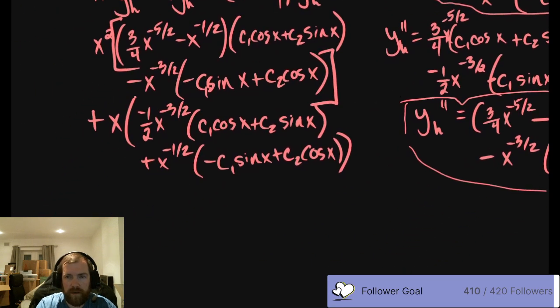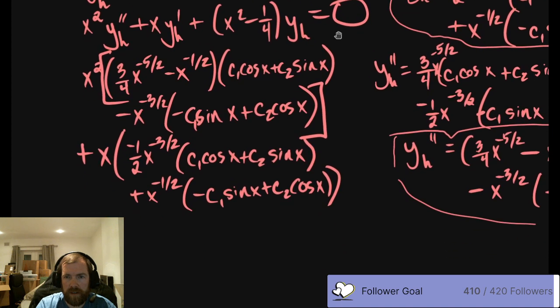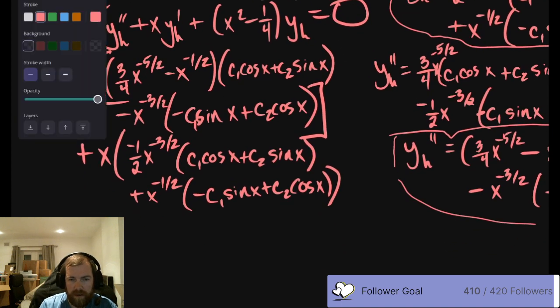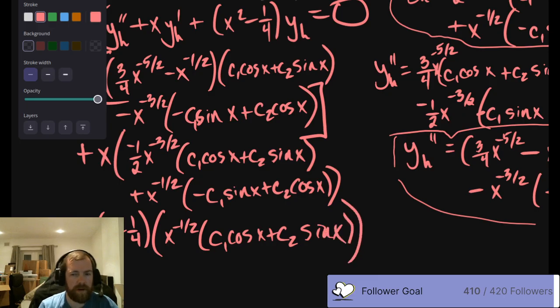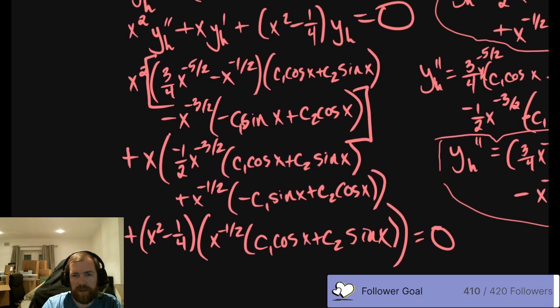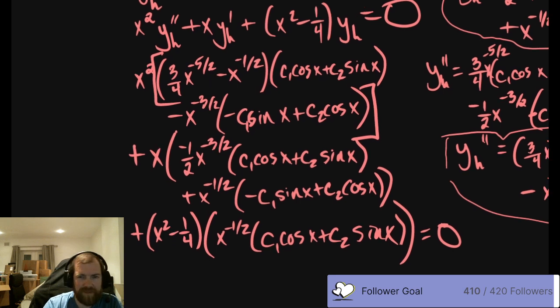Looking good there. And then lastly, plus x squared minus 1/4 times y. So our y is x to the negative 1/2 times c1 cosine x plus c2 sine x. We want all that stuff to be equal to 0 at the end. Dear all that is holy, this is going to be a mess, but it works.